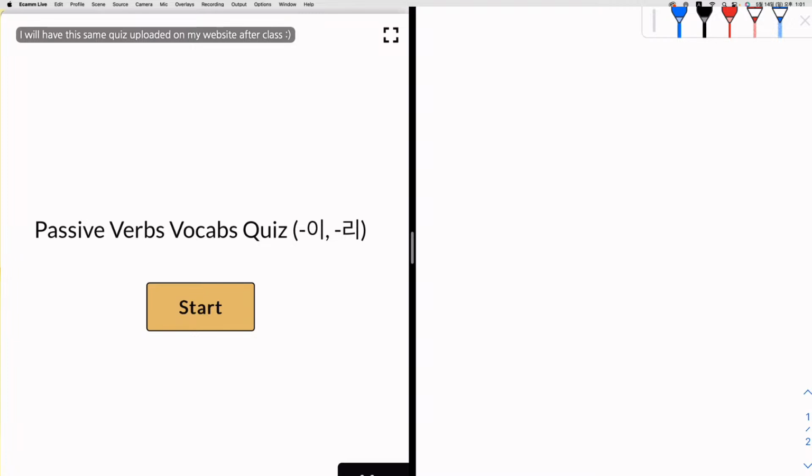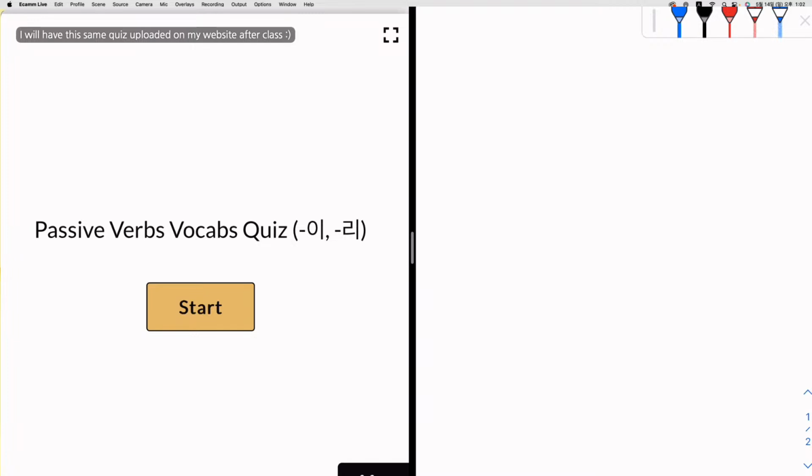Today it will be a review class based on the vocabularies we learned in our last class, the passive verb -ed vocabs class, right? The number 2 class. And I made a quiz of 30 questions, and this same quiz will be uploaded on my website after class. It's not up yet, but I will upload it as soon as I finish this class so that you guys can retake the quiz after class. Okay, let's see how many people are joining. Around 50 people. I think that would be enough for me to start the class. So, let's begin the quiz.